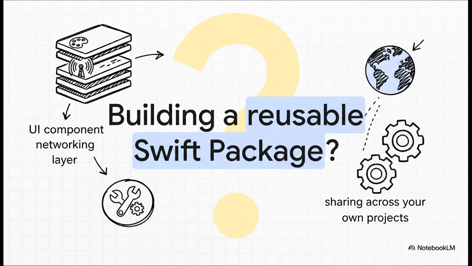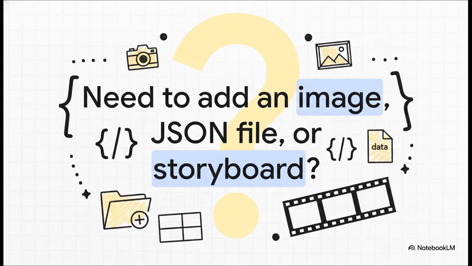So I gotta ask, are you building a reusable Swift package right now? Maybe it's a slick UI component, a networking layer, or just a handy little library you want to share with the world, or maybe just across your own projects. If that's you, then you've probably hit this exact wall. You're deep in the code, things are going great, and then bam, you realize you need to bundle an asset. How do you get a logo, a config file, or even a storyboard in there without a massive headache?